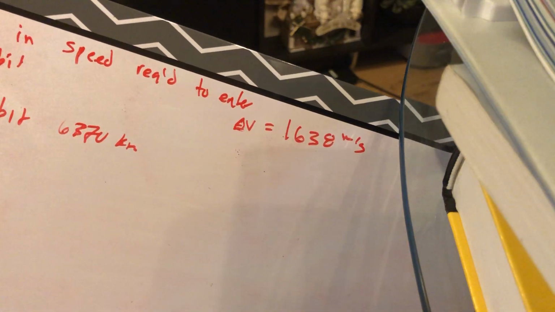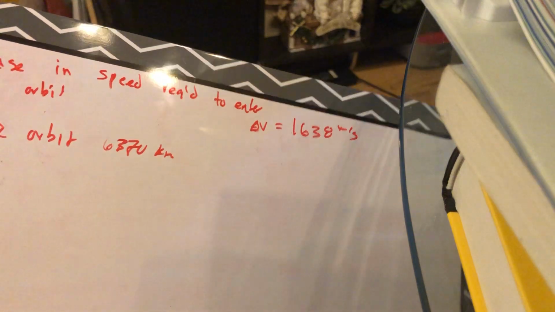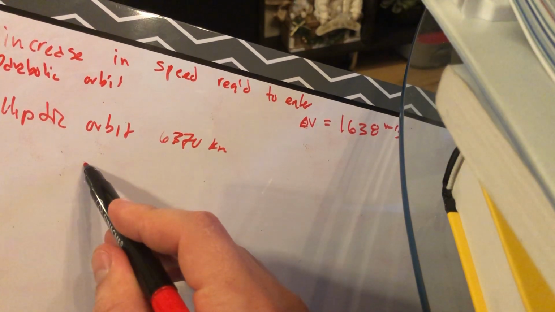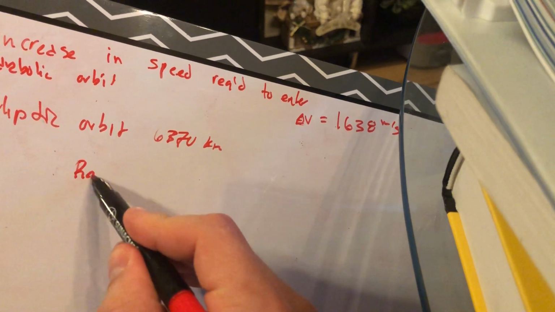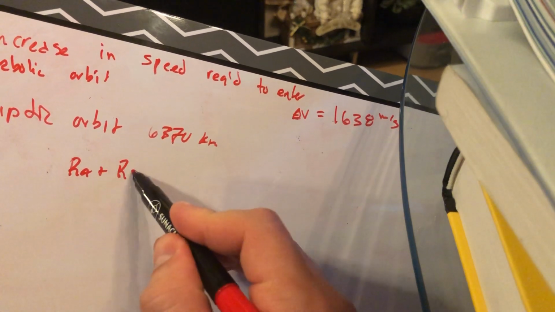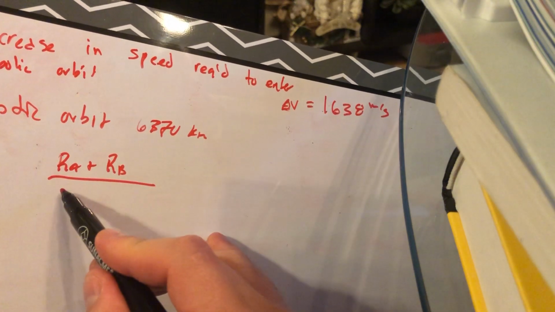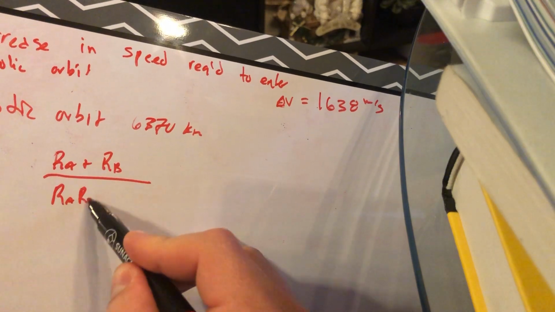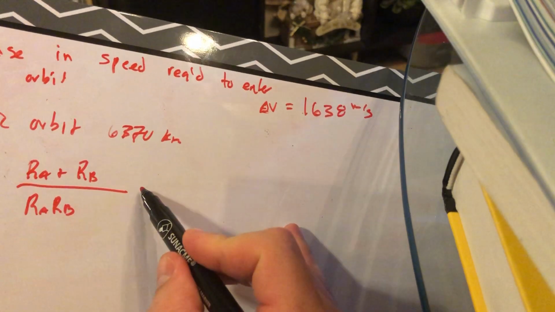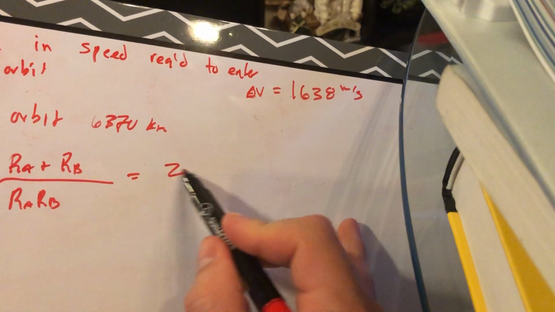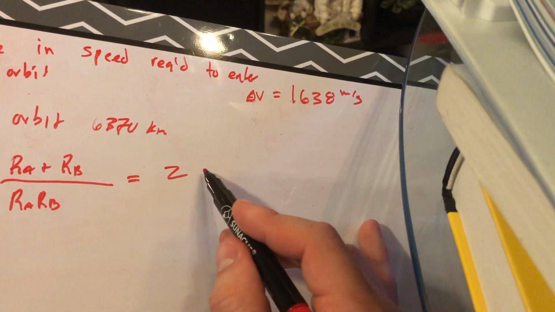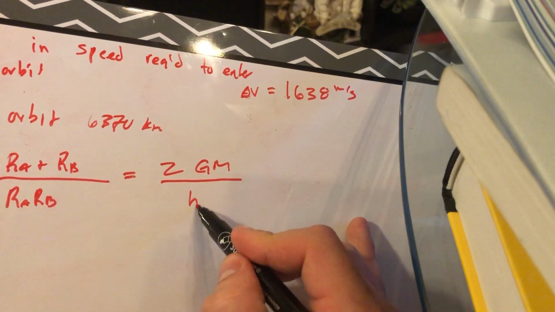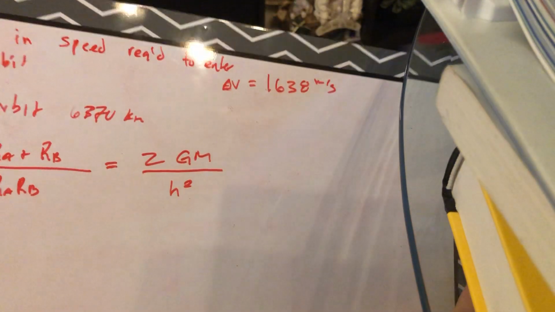So what we can do, the way we set up our equation, is we can have the radius of A plus the radius of B, over the radius of A times the radius of B. It almost looks like some sort of voltage divider problem, but it's not. So that sets up our equation here. We're going to solve for angular momentum there.